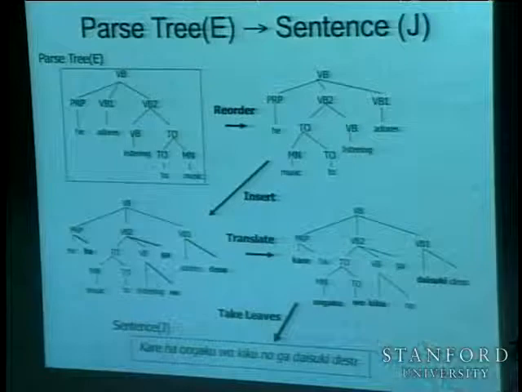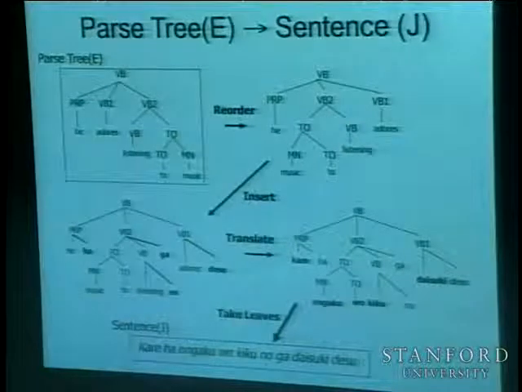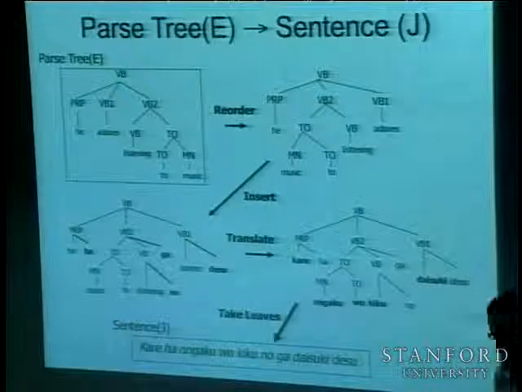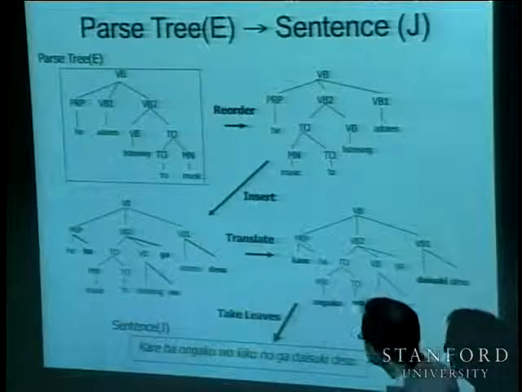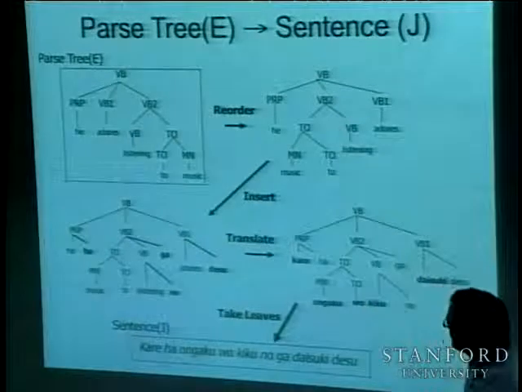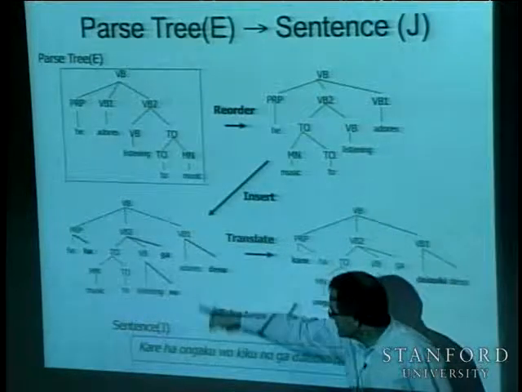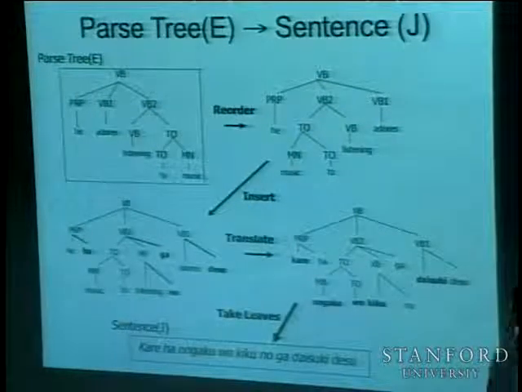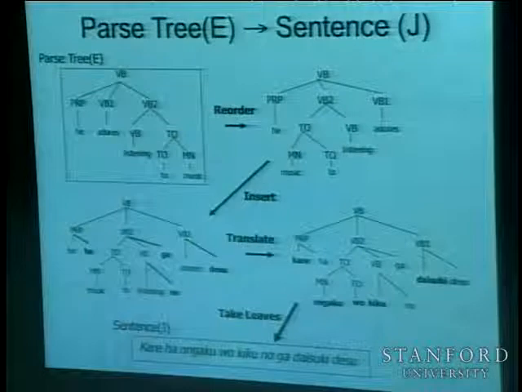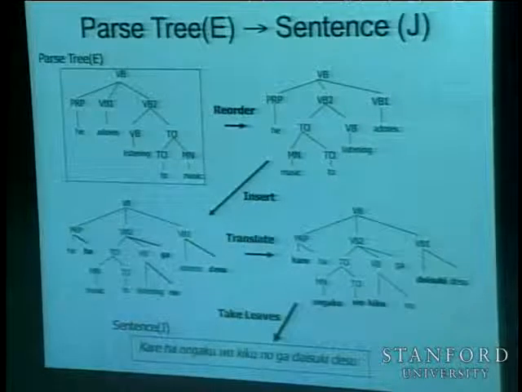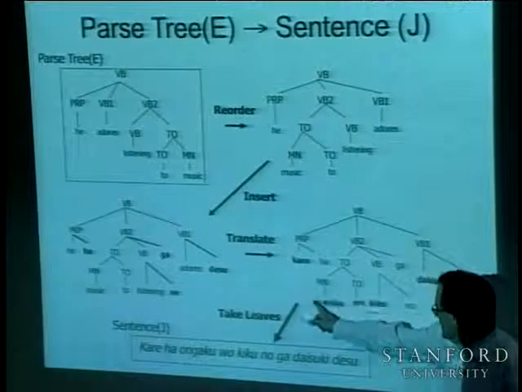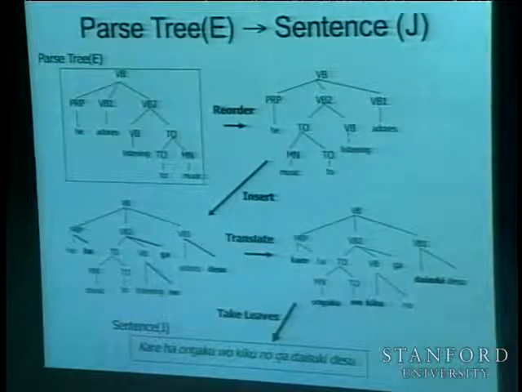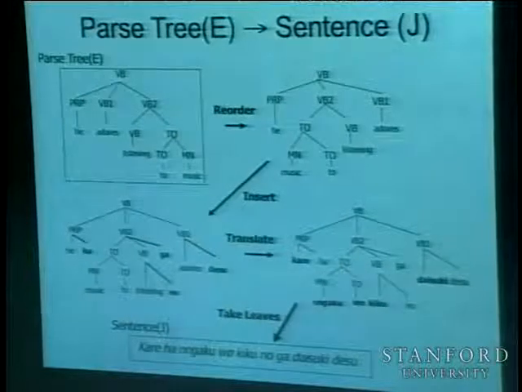But it's not that there aren't other languages that do things in this kind of way with standalone particles. So you see that in things like Tagalog and various other Austronesian languages. Okay. So we've done reordering, inserting extra bits of grammar, and then we just translate the words into Japanese words. And if we're really, really lucky, we can just read off the tree and have the right sentence, Kare wa ongaku o kiku no ga daisuki desu. Okay, great. Of course, it doesn't always work, but that's the principle.